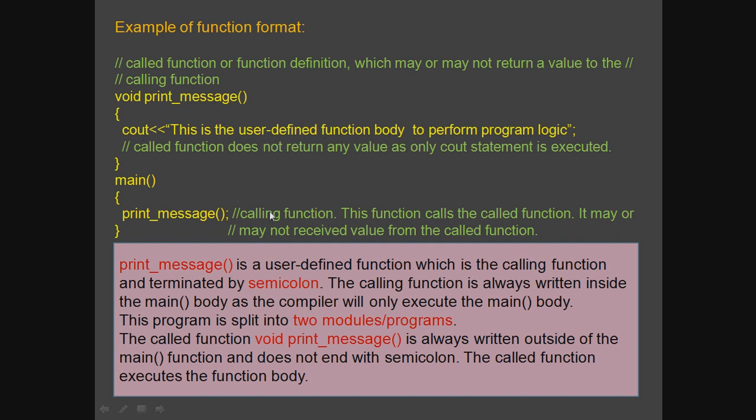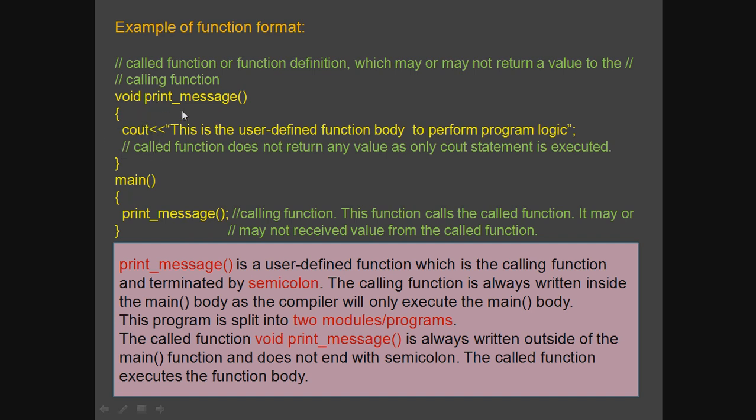Clear? So this is something like sending, calling, and then receiving. The calling function is responsible for calling this function body, so that it will execute this function body. This is the call function, and the call function is always written outside of the main function. Why? Because you have a different function body to be executed.